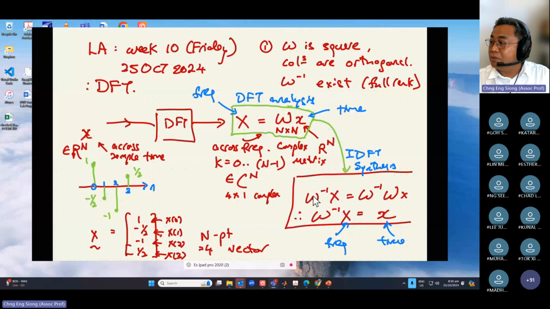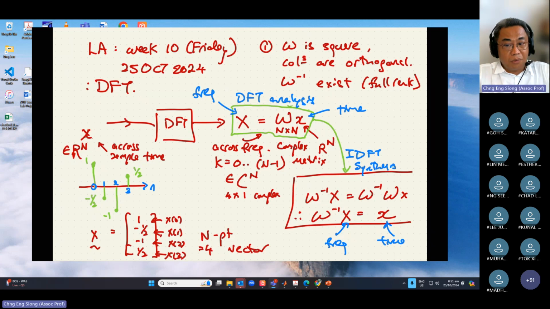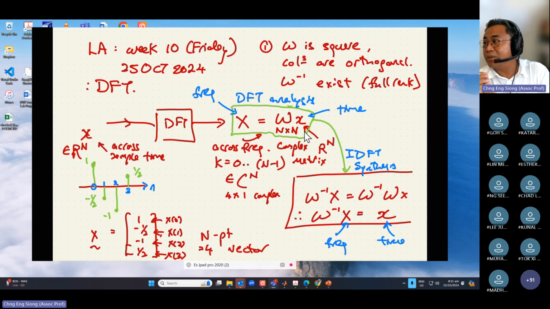All right. So where's the problem now, guys? The only problem now is we have to figure out what W is. How's this understanding of DFT so far? Is that okay? Any questions? Anybody?